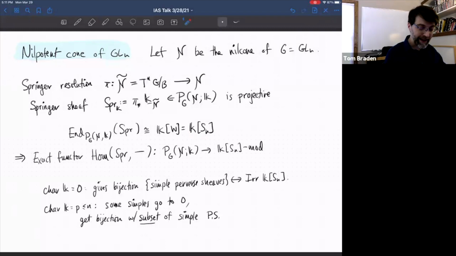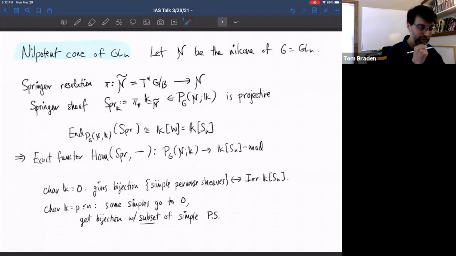And so again, in any characteristic, you can look at the functor Hom from the Springer sheaf, and that gives you a functor from perverse sheaves on the nilpotent cone to modules over the group algebra of the symmetric group, because you have the symmetric group acting on the Springer sheaf. And in characteristic zero, that gives the Springer bijection between simple perverse sheaves and irreducible S_n representations. Now, of course, I'm using the fact that I'm in GL_n here.